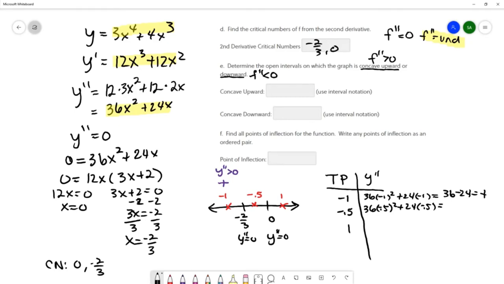-0.5 squared is -0.25. Half of 24 is 12, so that'll be a -12. And I apologize, -0.5 squared should be a positive 0.25. A quarter of 36 would be 9. 9 minus 12 is negative. So in this interval, the second derivative is negative.